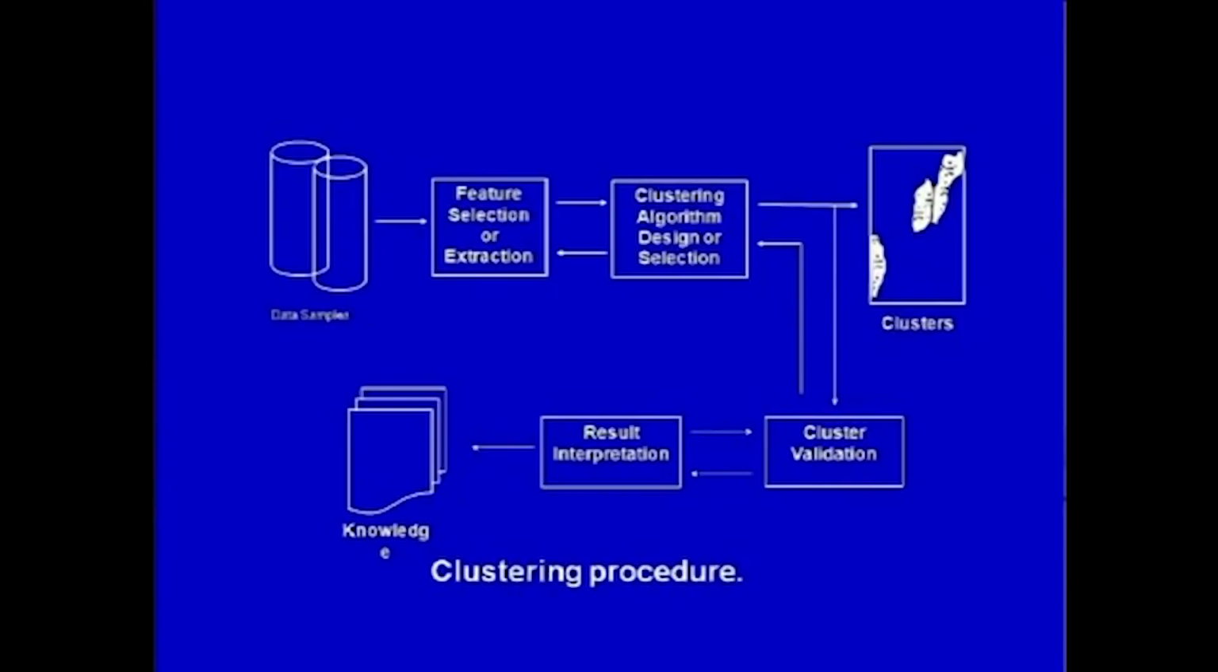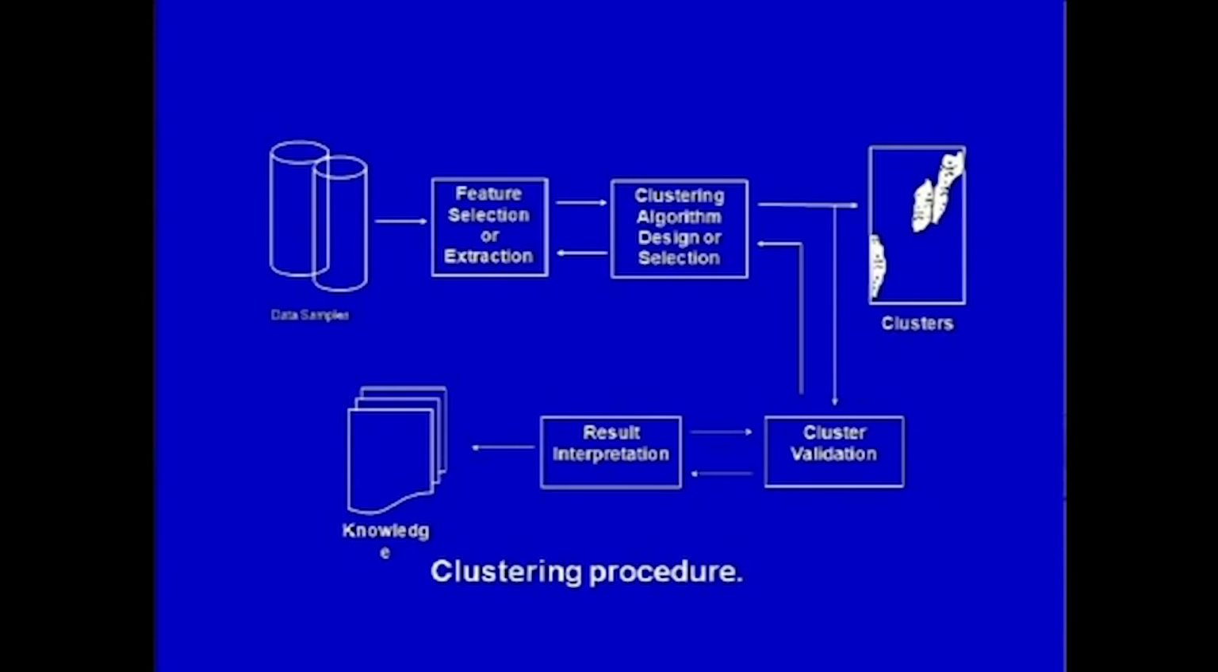We have the data samples which are being represented as data cylinders. This data is then subjected to feature selection or extraction. Based on the results of the feature selection or extraction, the suitable clustering algorithms are designed or selected, which identifies the clusters which have certain spectral groupings in terms of similarities and the clusters are also identified on the basis of certain dissimilarity conditions.